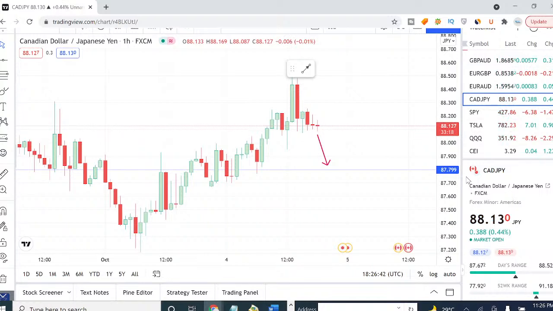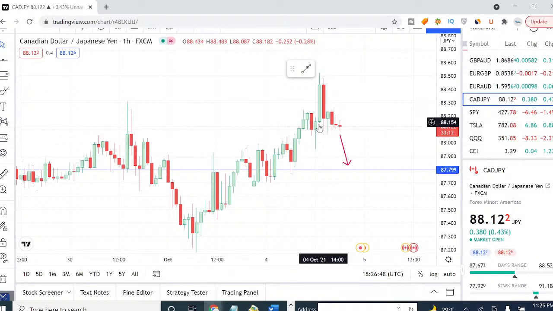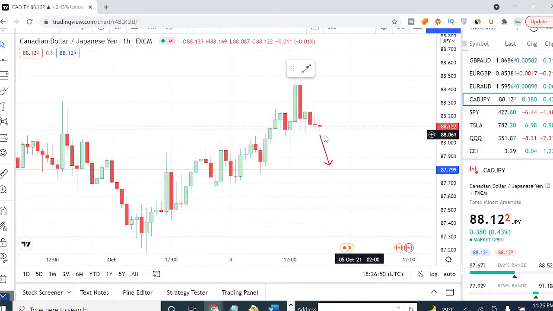So looking at things to be bearish on Canadian dollar JPY. So this is going to be a good downward move that could arise anytime. So just wait. This could be followed with a long candle as well. This could follow the small bearish pattern. So you need to go with this.